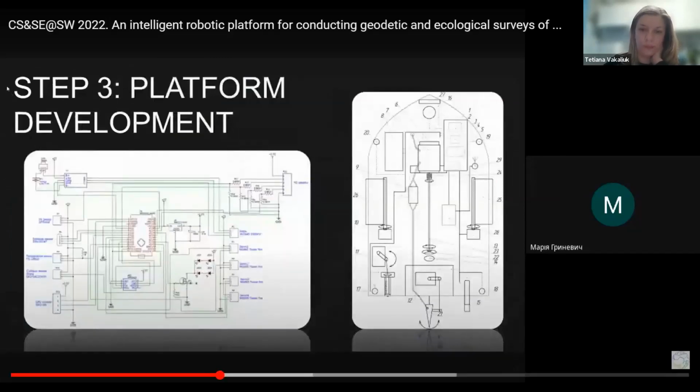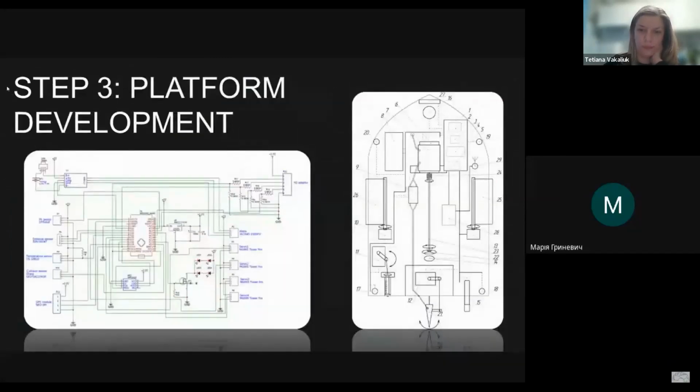Zhytomyr Polytechnic State University scholars have developed an intelligent robotic platform for geodetic and environmental research. According to the criteria of cost effectiveness and mobility, the new system will be the best among its known analogs. The design of the robotic platform consists of the following main elements.